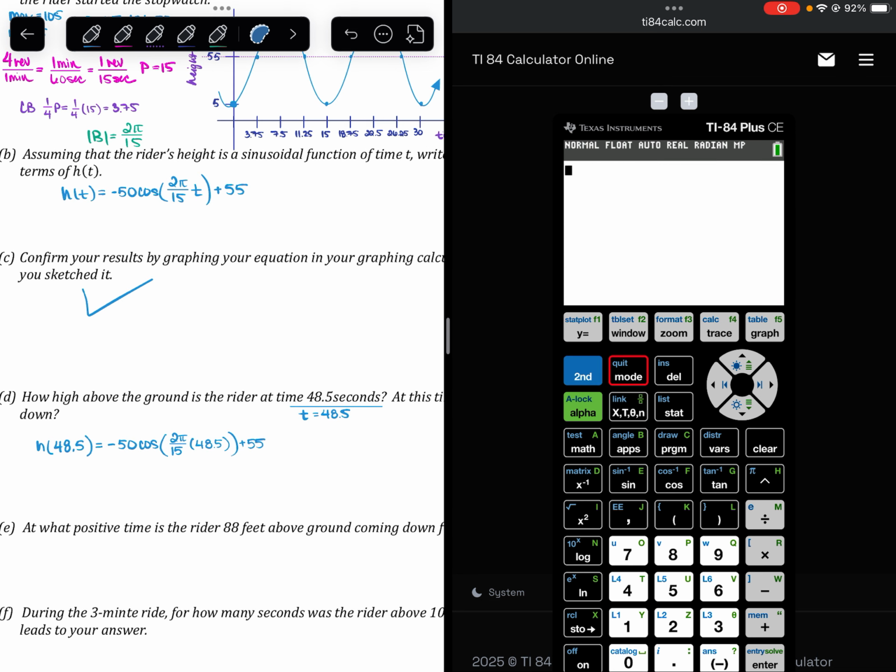Alpha F4, which is your trace button. If you hit Alpha F4 on your home screen and do Y1, open parentheses and type in 48.5, it will plug in 48.5 for your variable into the function of Y1. So to me, that's easier.